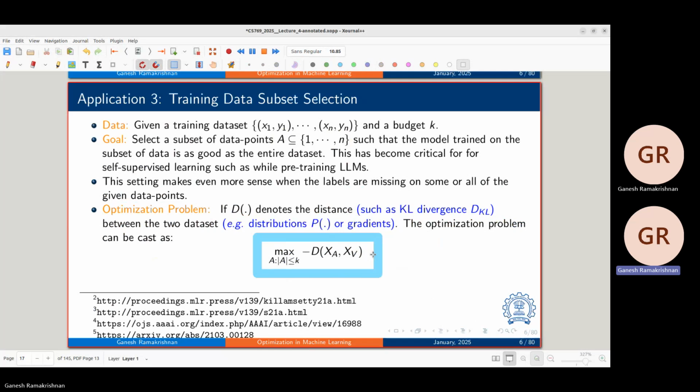Or a set of labels Y, and I want to minimize that distance. In this case, it could also be just XA and XV, two sets. So all kinds of variants exist. The thing is, we have to put some constraint, because if you don't put a constraint, you might just get the entire ground set.